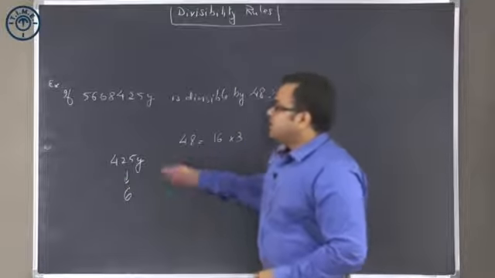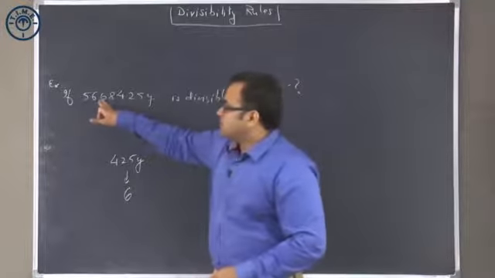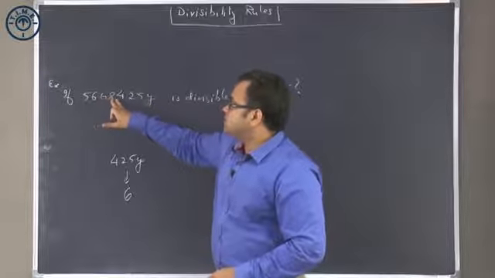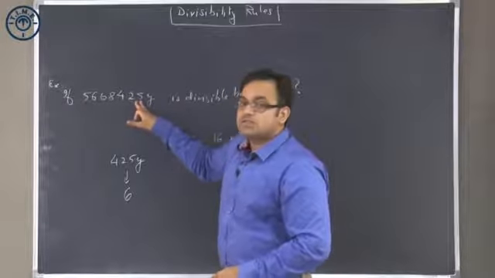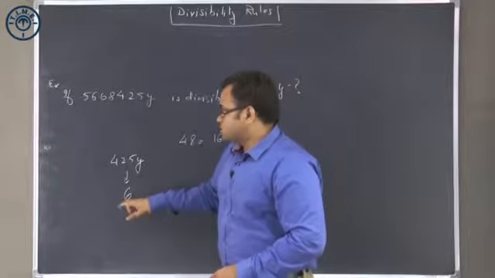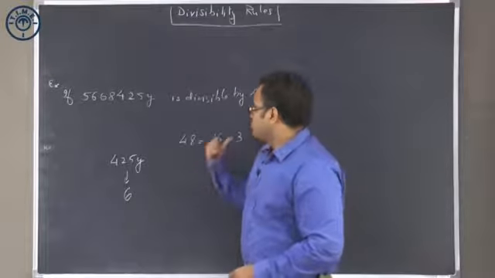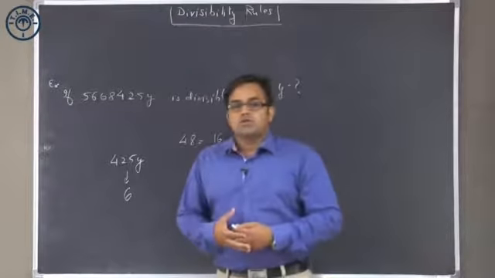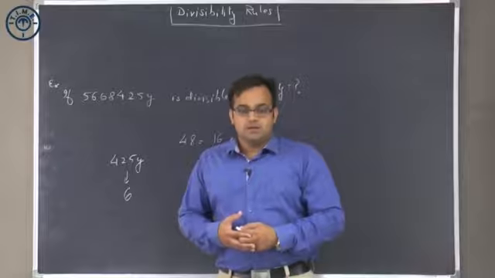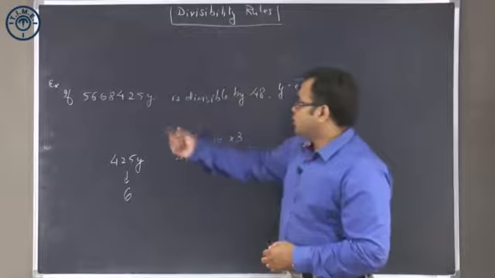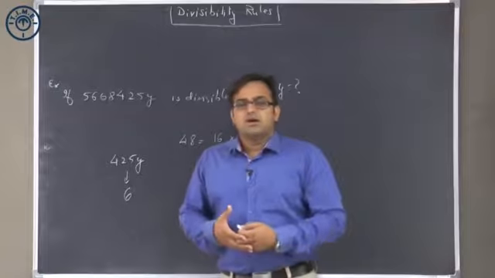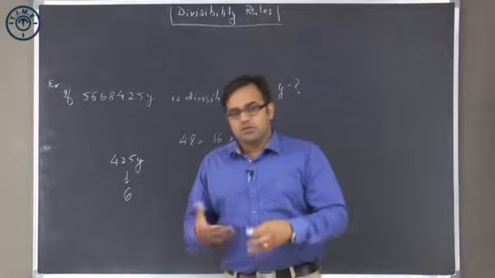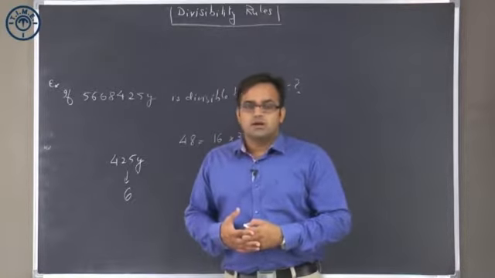Checking for 3, 5 plus 6 is 11, 11 plus 6 is 17, 17 plus 12 is 29, plus 2 is 31, 31 plus 5 is 36, 36 plus 6 is 42, 42 is divisible by 3, so this number would also be divisible by 3, which means that overall the number becomes divisible by 48. So that was a very simple example for the application of the rules of composite numbers to divisibility.